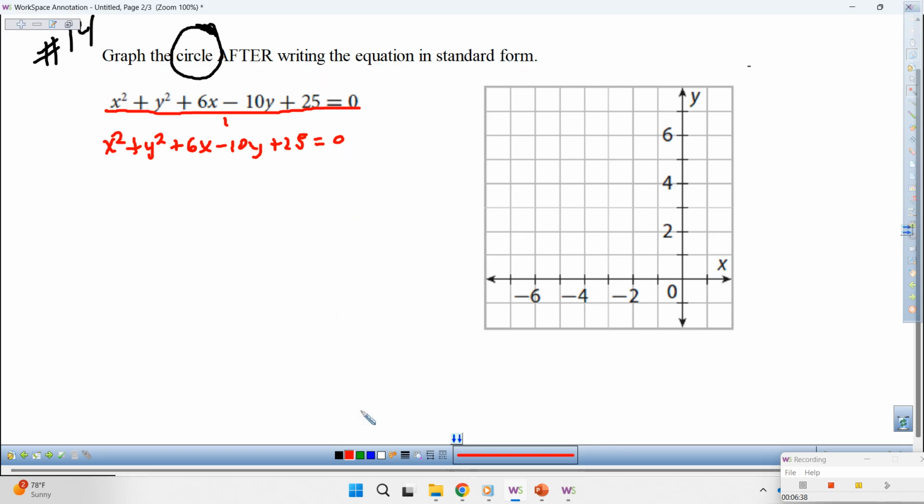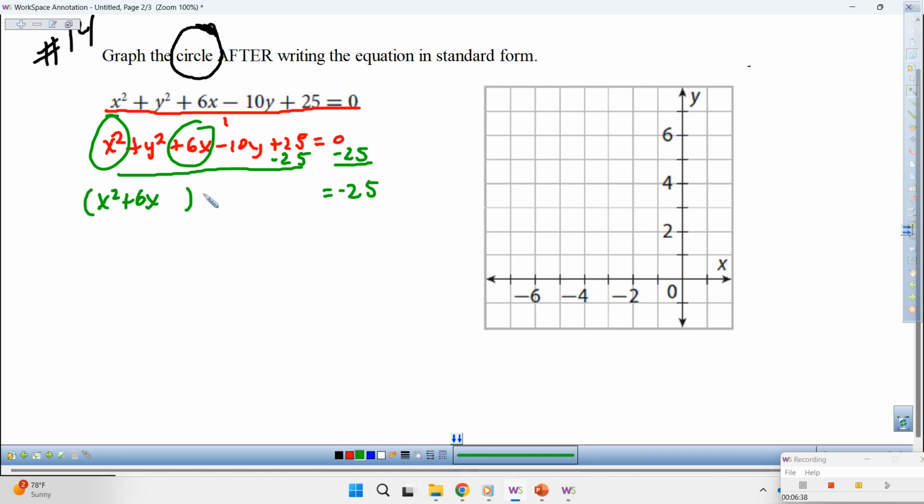What's my next step in completing the square? Well, I need to get rid of the constant, which is 25. So I subtract 25 from each side. That leaves me negative 25 on one side. And at this step is when you group all the x's together: x squared plus 6x, leave an empty space, plus all the y's together: y squared minus 10y, and you leave an empty space. Close the parentheses.